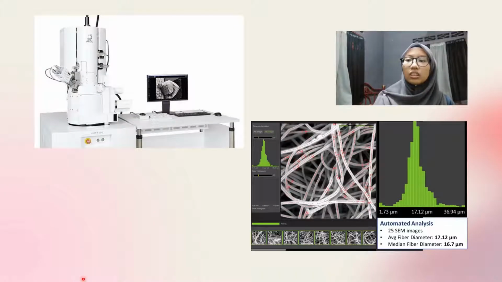This is the image of the automated SEM. It is also connected to the PC, and the SEM is much larger than the desktop SEM. And this is the analysis from the automated SEM.